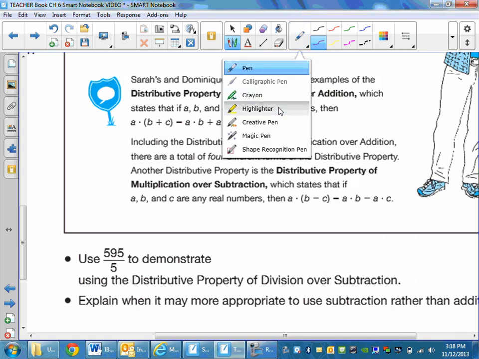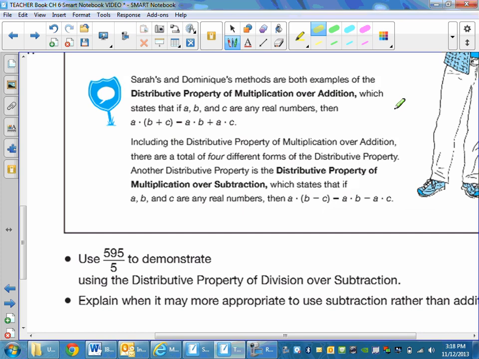Alright, at the bottom of the page we have a little reading to do because we have a new definition that we want to identify. So it says Sarah and Dominic's methods are both examples of the distributive property of multiplication over addition. So we're used to the distributive property of multiplication but not maybe over addition. So this states that if A, B, and C are any real numbers, then A times the sum of B plus C equals A times B plus A times C. So including this distributive property of multiplication over addition, there are a total of 4 different forms of distributive property.